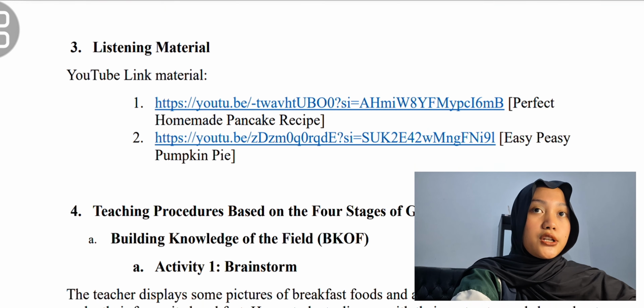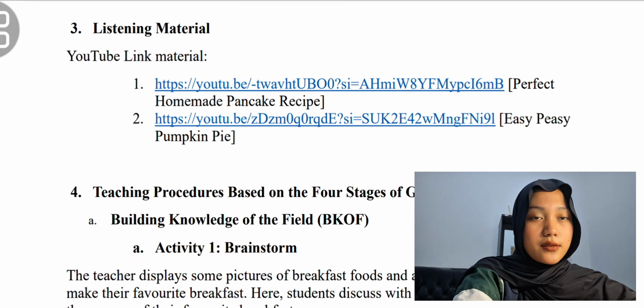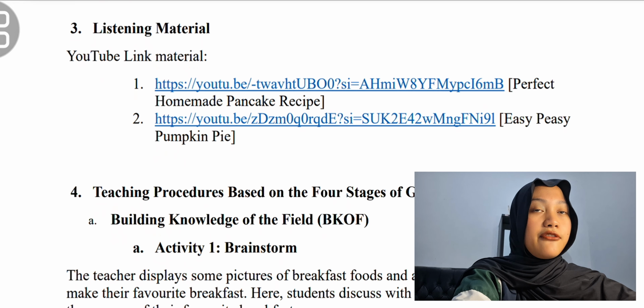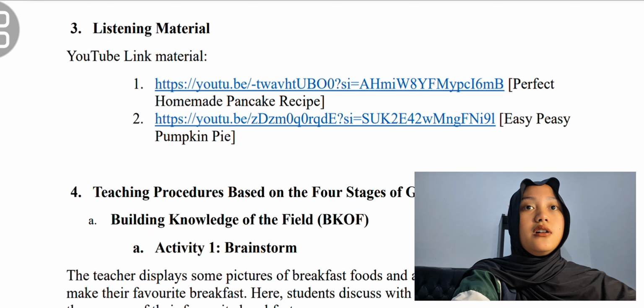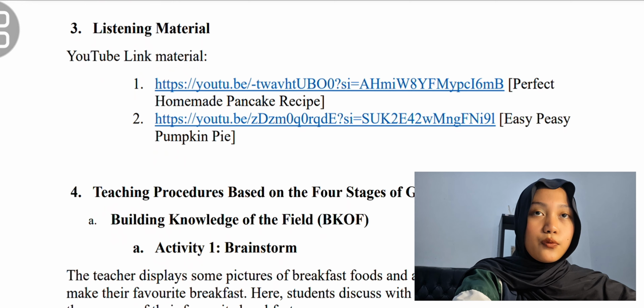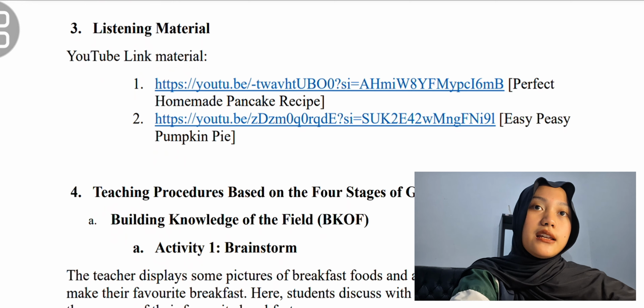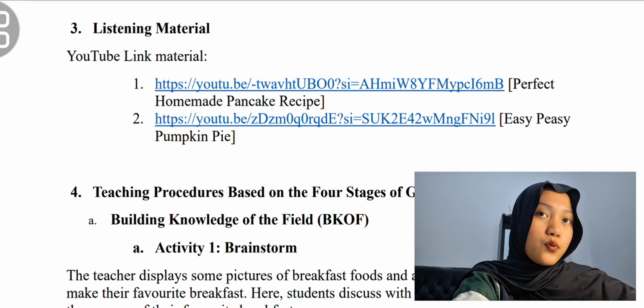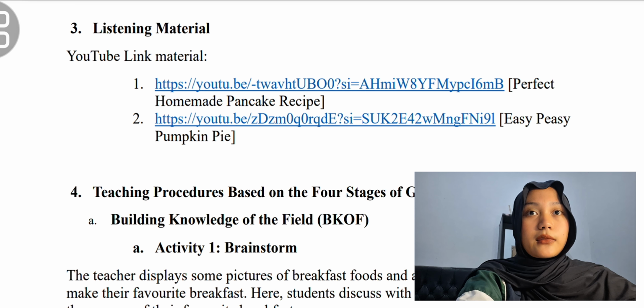Next is listening material. Here in the lesson plan, I have two authentic video listening materials from a YouTube channel, with the same channel. The first one is a pancake recipe and the second one is a pumpkin pie recipe.